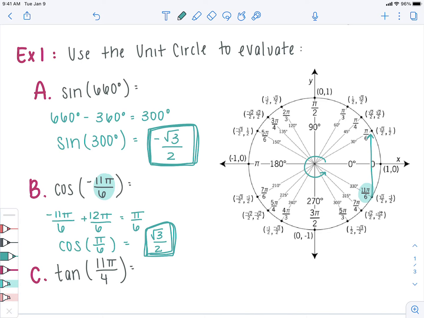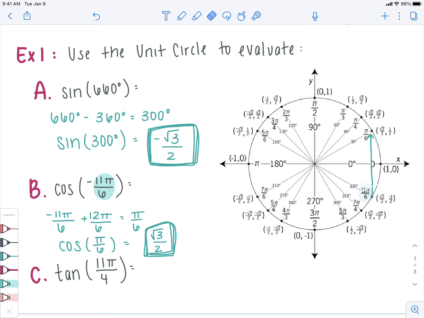So you can either just add 2 pi, or you can find it on the unit circle and reflect it across the x-axis to find the coterminal angle and then evaluate the trig function. So that's your shortcut when you're dealing with negatives.